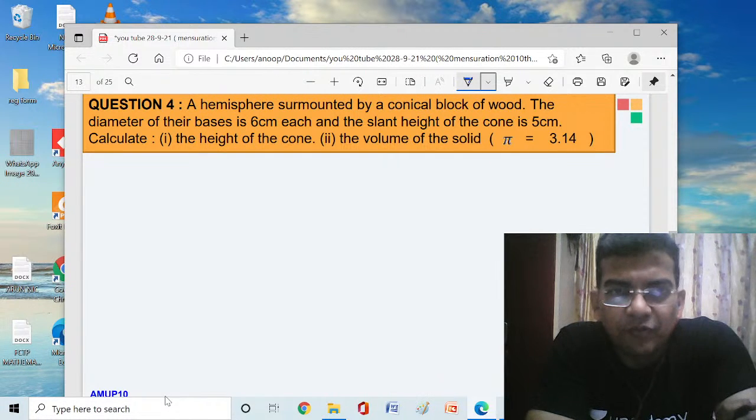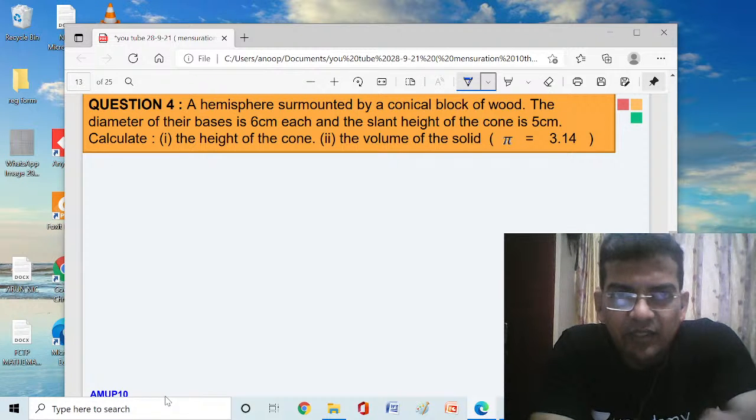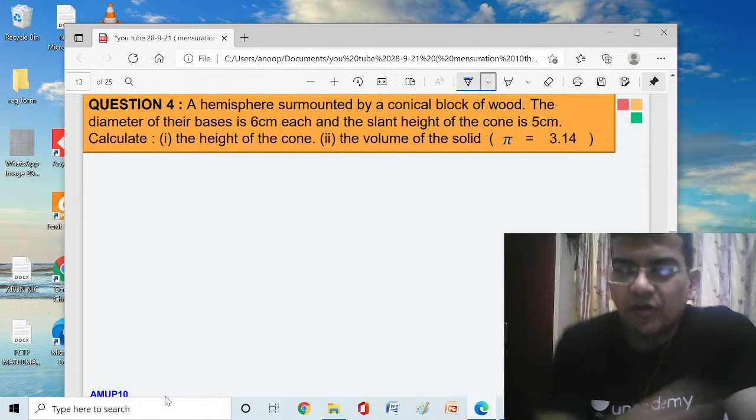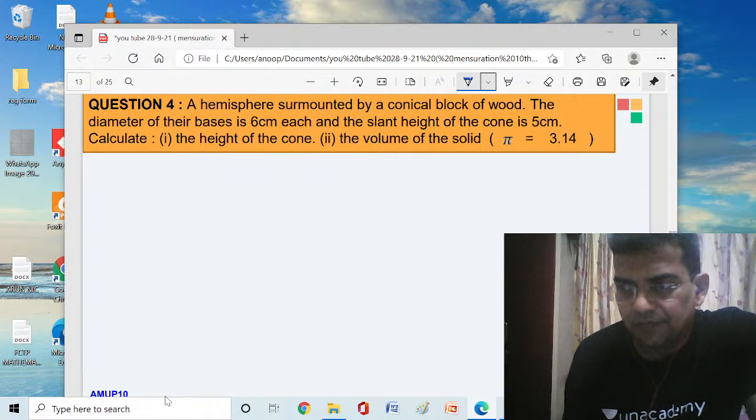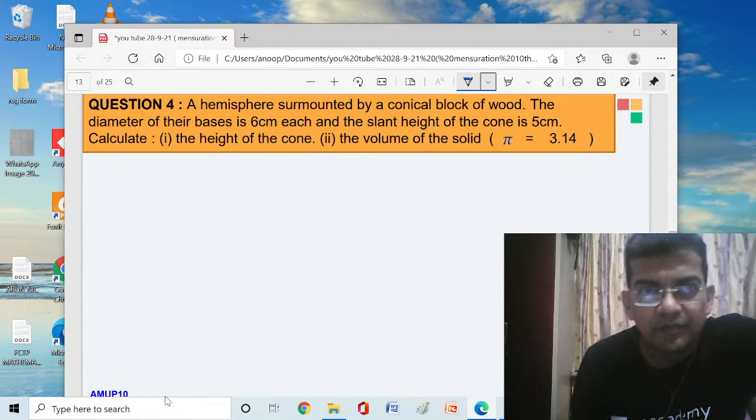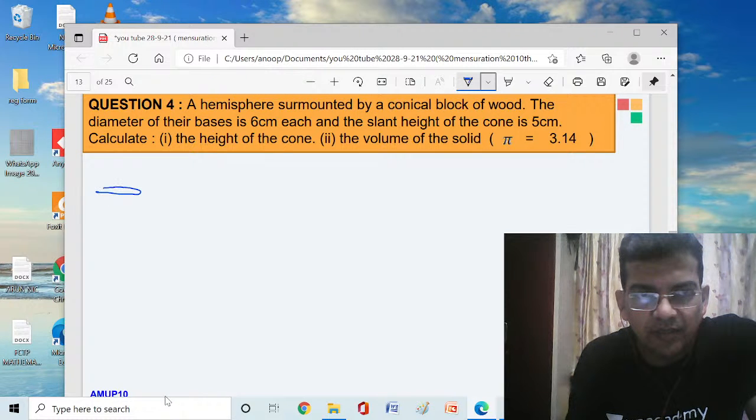Now in question number 4 they say a hemisphere surmounted by a conical block of wood. So hemisphere is surmounted by a conical block of wood. So the figure would be somewhat like this. A hemisphere, and it will be surmounted by a conical block of wood.